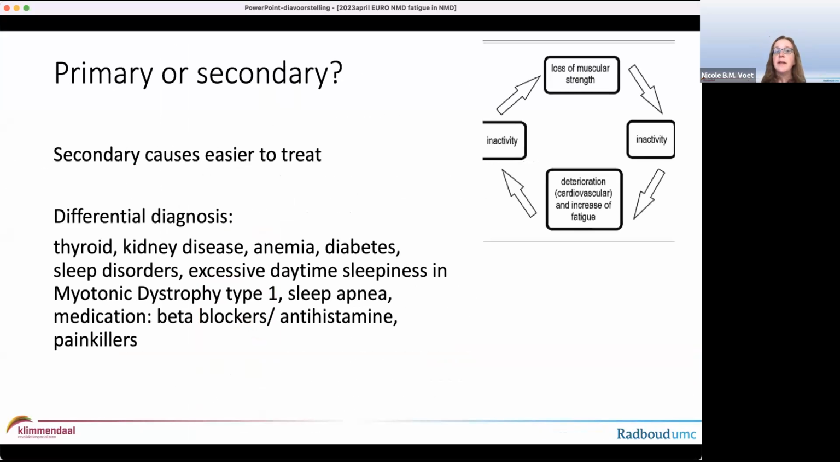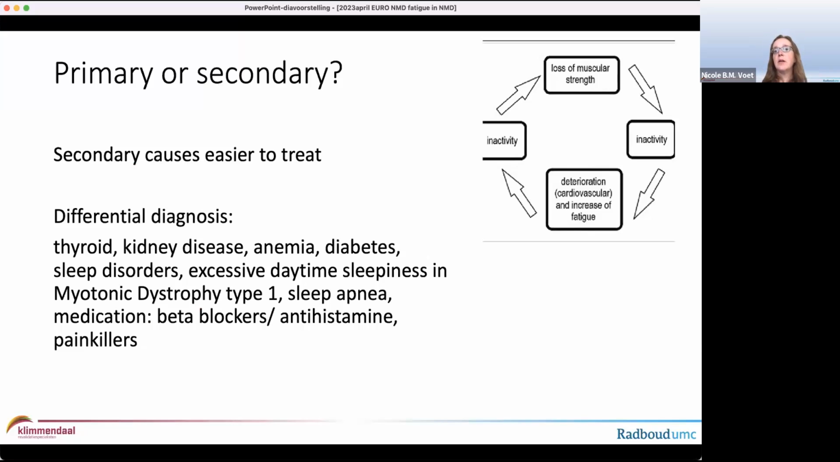Then, fatigue can be primary or secondary. Primary means a primary phenomenon of the disease, for example in myasthenia gravis or in metabolic myopathy. But especially in many other neuromuscular diseases, it can also be a secondary problem.